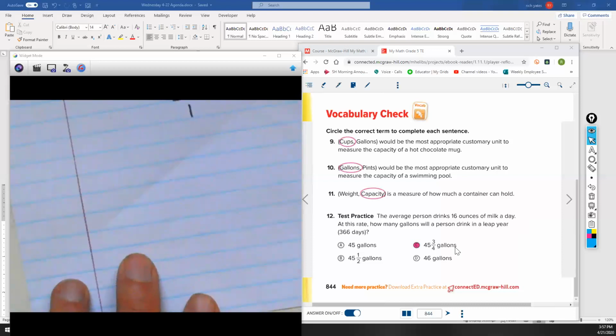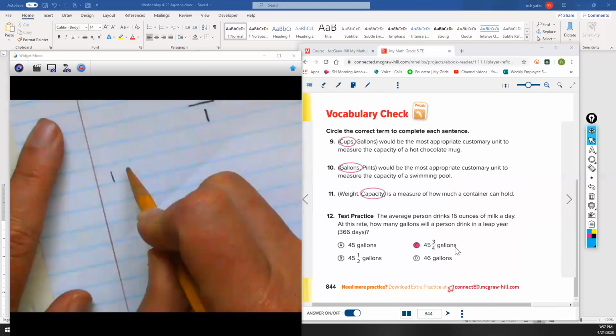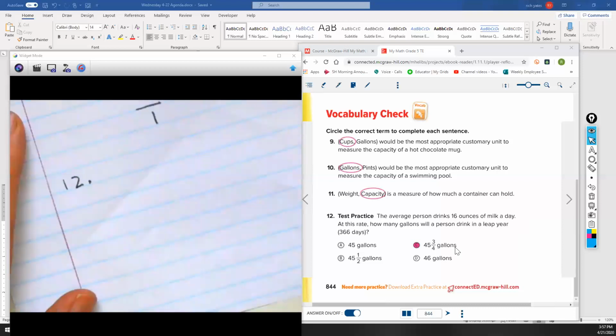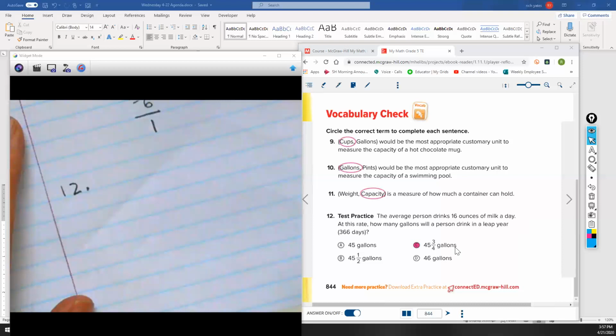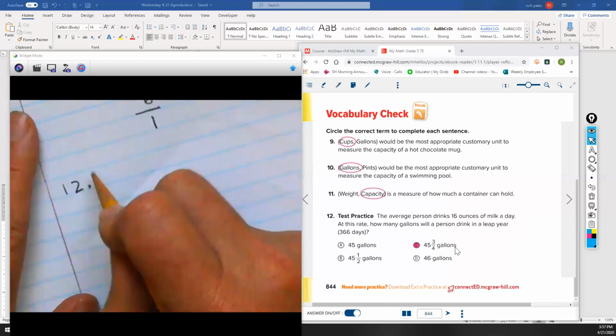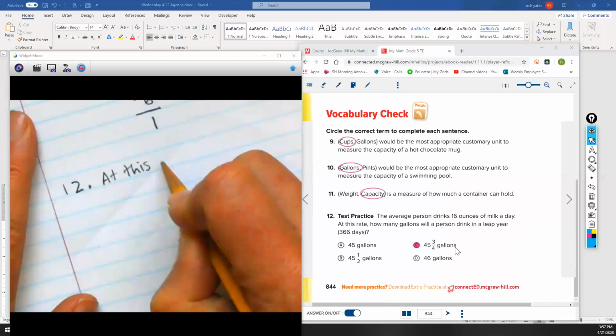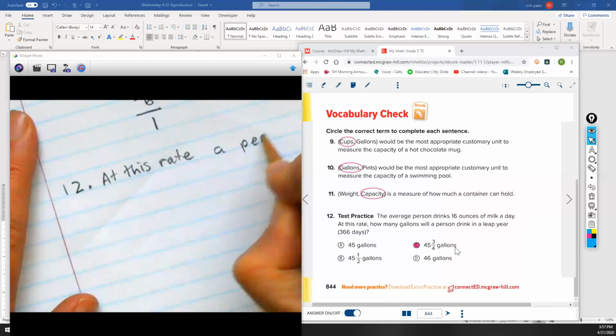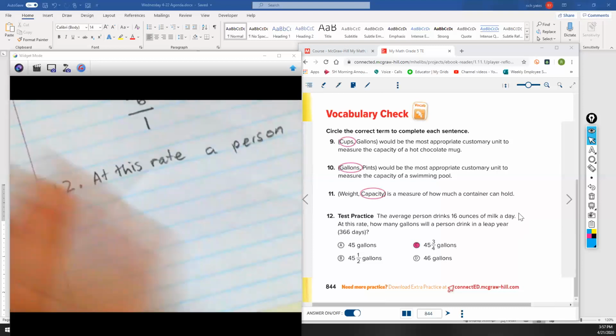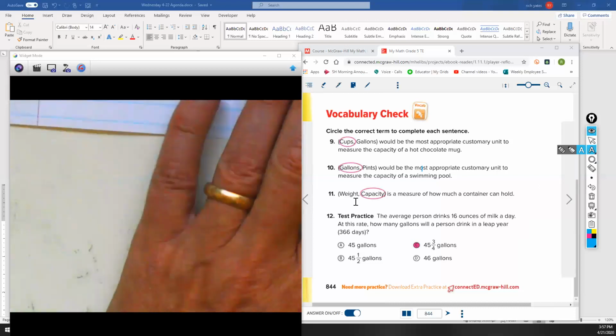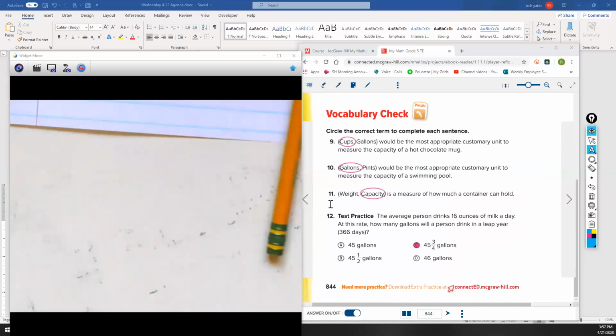By the way, if you gave me an answer sentence on this one, awesome, versus just giving me the letter C. I'm going to write out an answer sentence just so you know. I'll say at this rate, a person, and I am running out of space right here, so I may just type this up so it's a little bit easier for us to see instead of me squishing. So at this rate, a person will drink blank. Well, we already know the answer, 45 3/4 gallons.